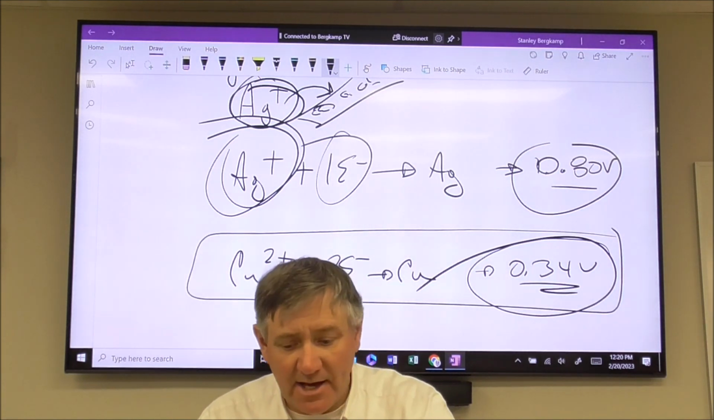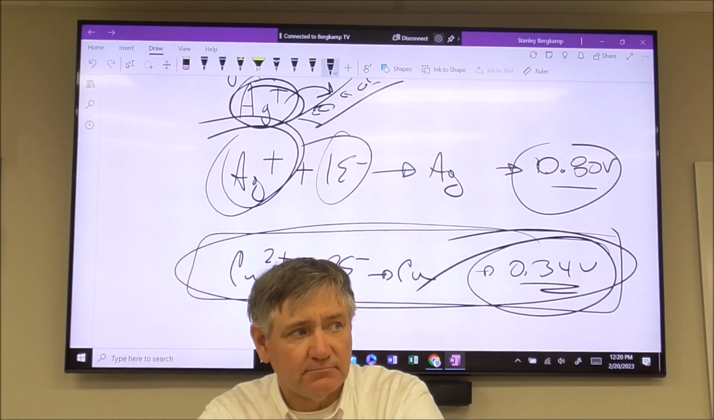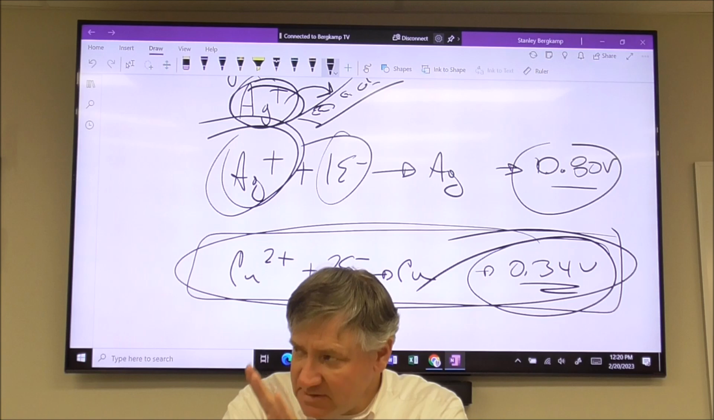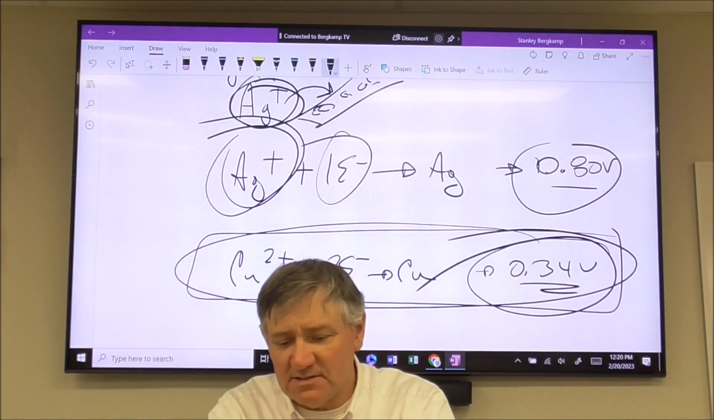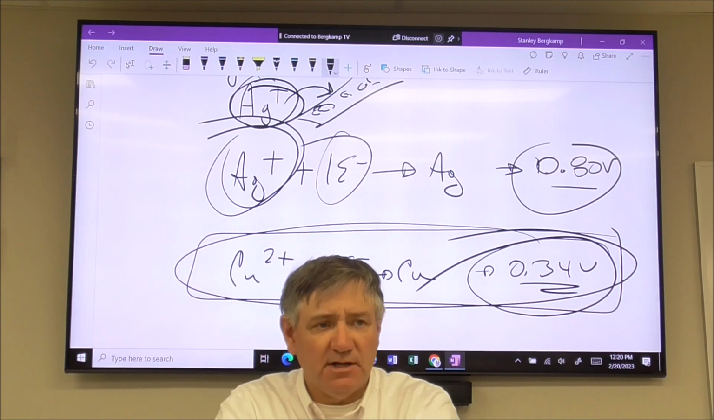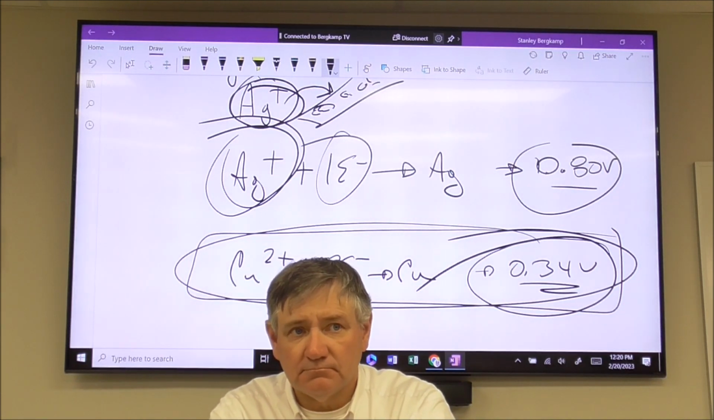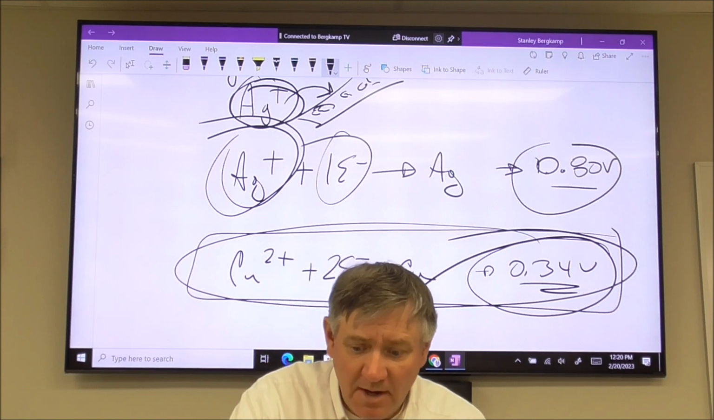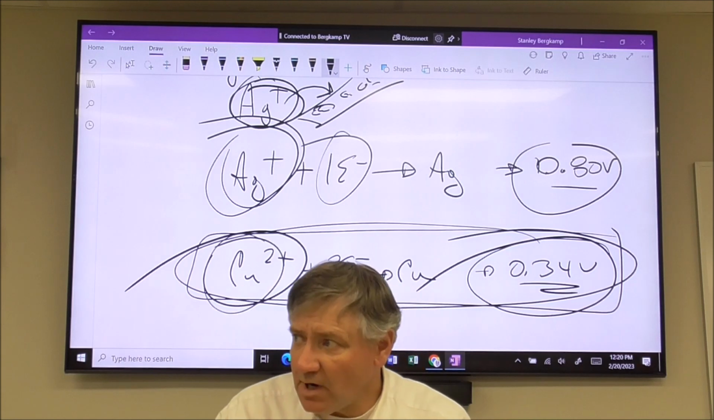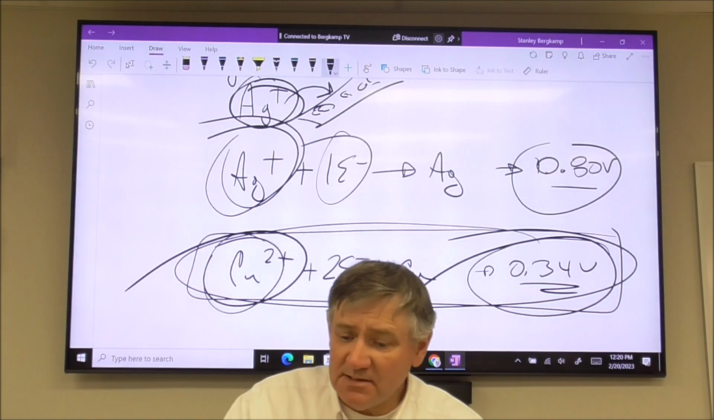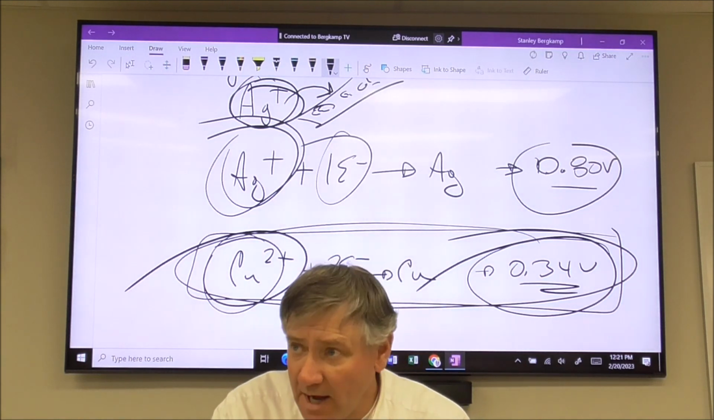In what I had, why could that reaction not take place? When I took that piece of copper and dropped it into the silver ions, why could Cu2+ not turn into elemental copper? Yeah, I dropped in elemental copper. I didn't have any copper ions to begin with. This reaction could not have taken place because I don't have copper ions.